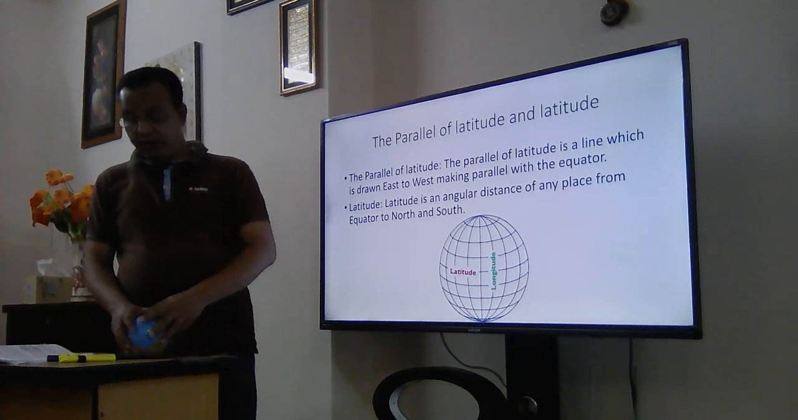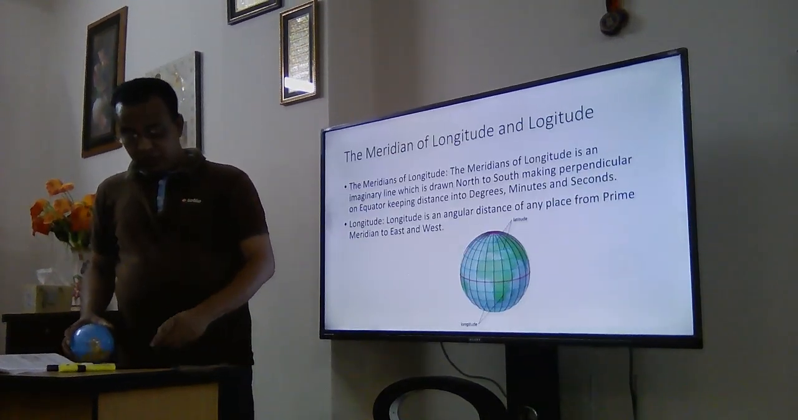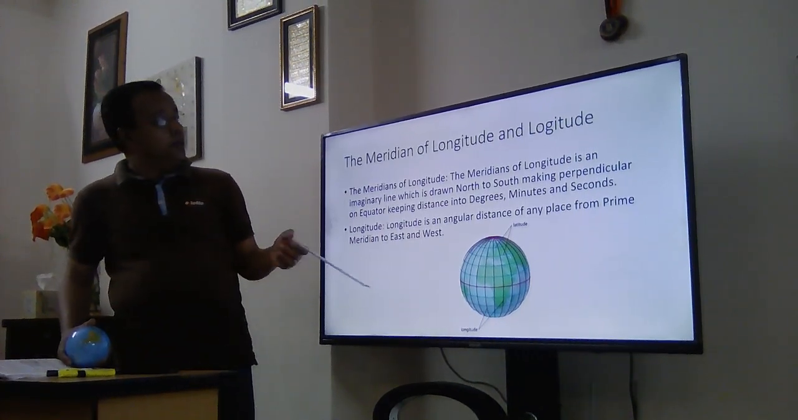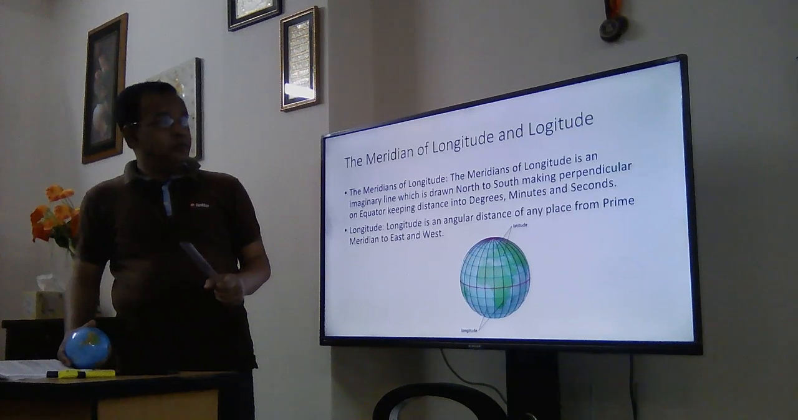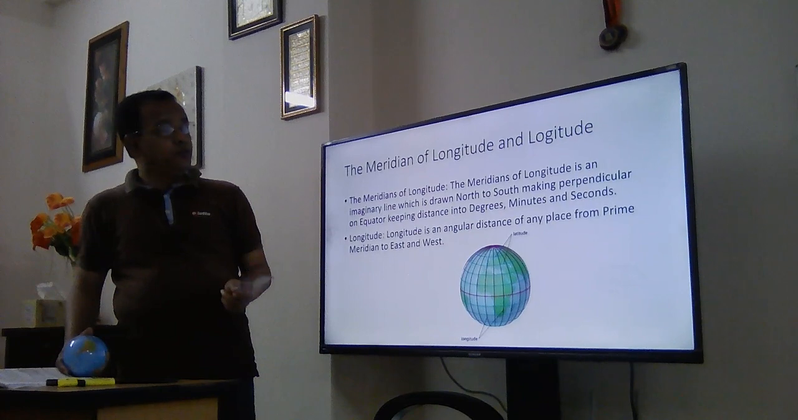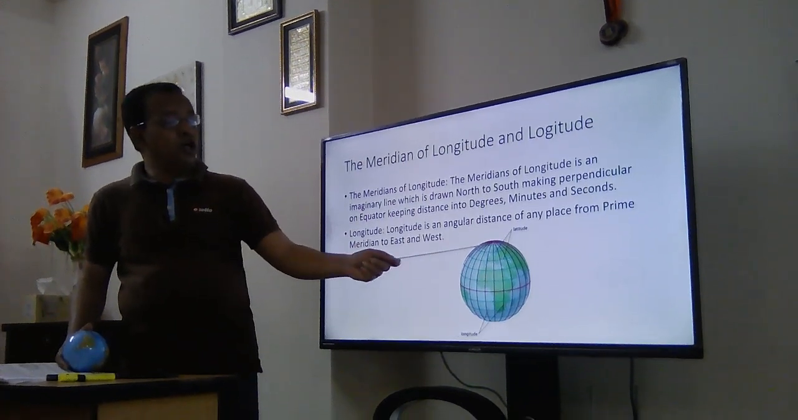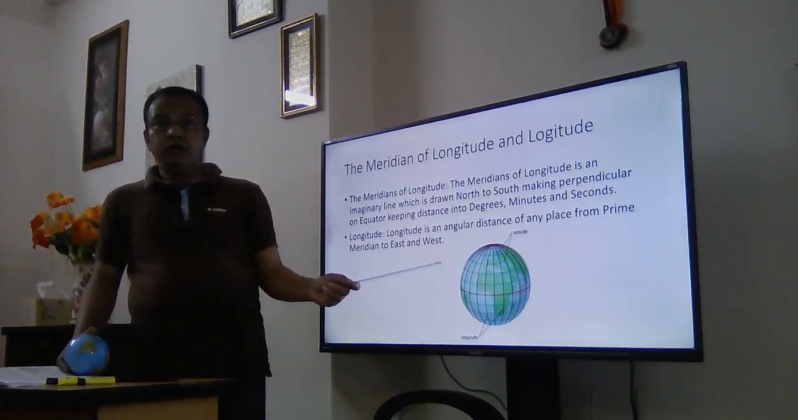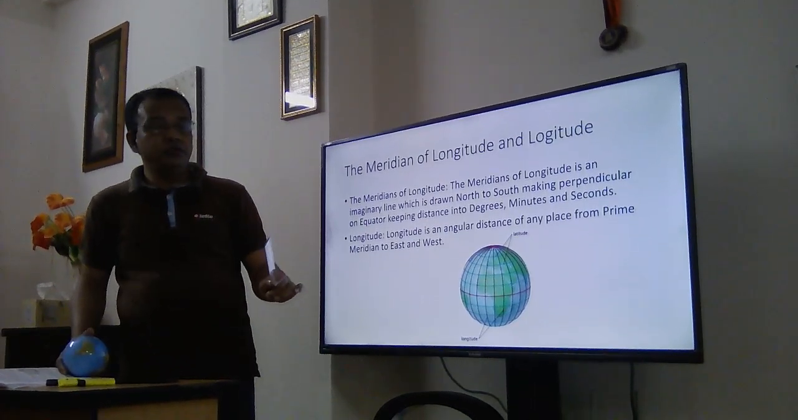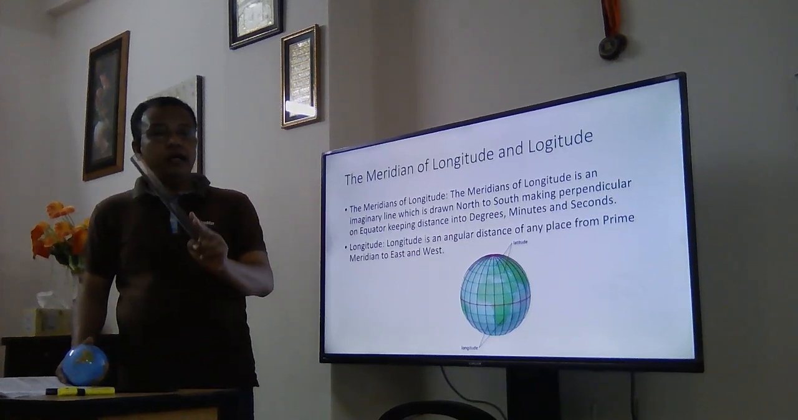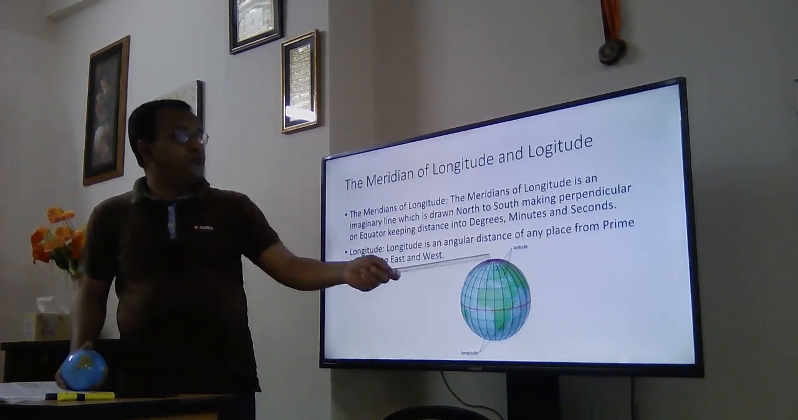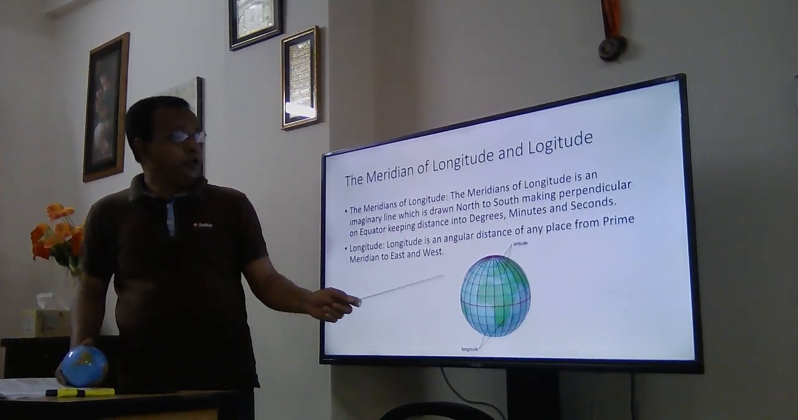Now, next topic. The meridian of longitude. See, like parallel of latitude, meridian of longitude is also a line, but it is drawn north to south. Parallel of latitude is a line which is drawn east to west. Parallel of latitude and meridian of longitude are both lines.